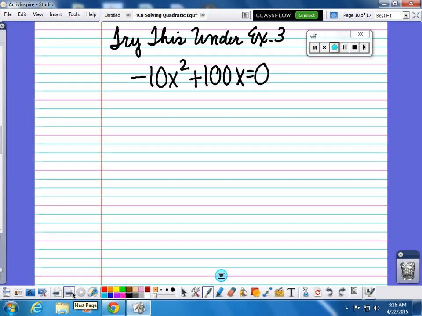All right, you guys do this one. It's a binomial. Factor out a greatest common factor, and then if we had difference of squares, we would do it. But I think this one just has a greatest common factor.